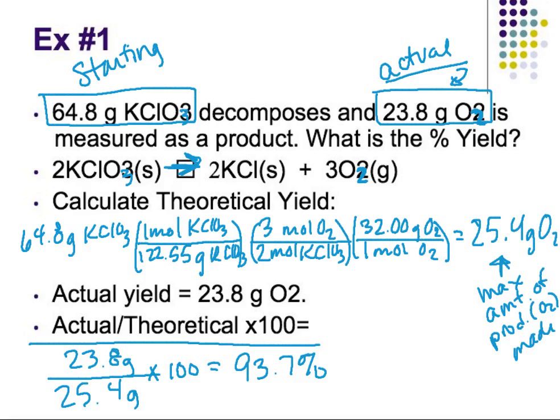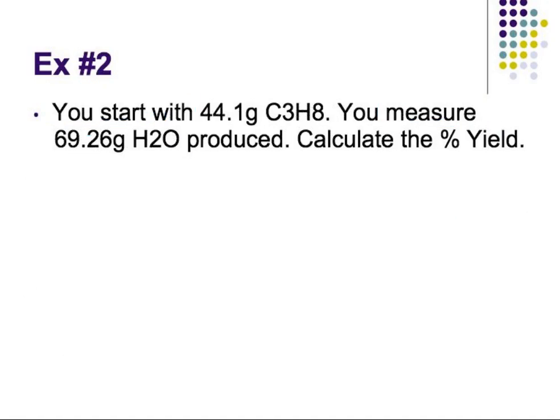Usually as a chemist, if you get over 90%, you're doing pretty awesome. If you're in the 80s, you're doing all right. And below 80% yield is kind of bad. So here's our first example. Second example, try it out on your paper. Right now, go. And here's what you should have.